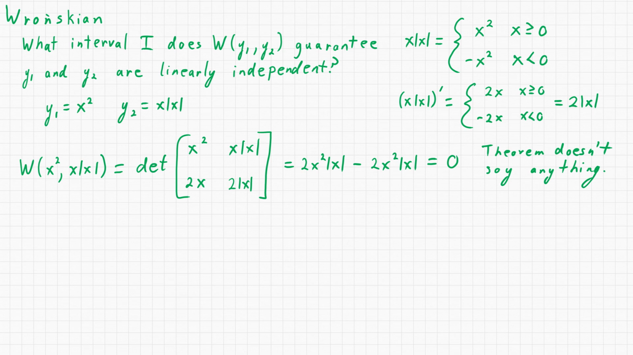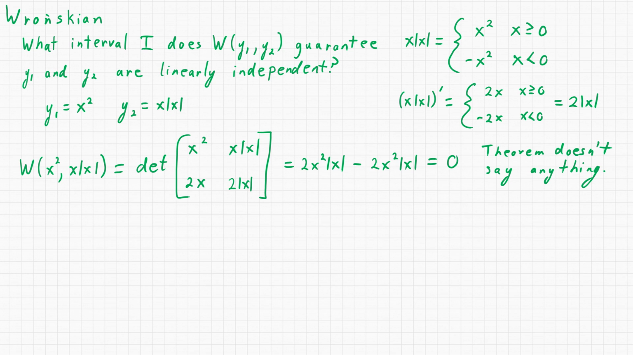It doesn't say anything about the linear independence or linear dependence of these two functions, x squared and x absolute value of x. The theorem only says something when you have isolated zeros or no zeros inside an interval, and for this it's 0 everywhere, from negative infinity to positive infinity. So the theorem doesn't say anything, so we're going to have to look a little bit closer.